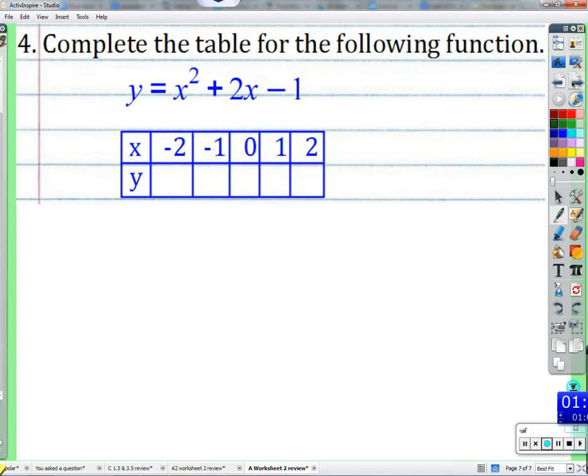Now, we have all of the tools that we need to complete this table. We have evaluated expressions for given values of x. We have dealt with negatives. We've dealt with squaring negatives, squaring x's. We have everything that we need. What we're doing here is we're evaluating this expression five times for five different numbers, five different inputs.